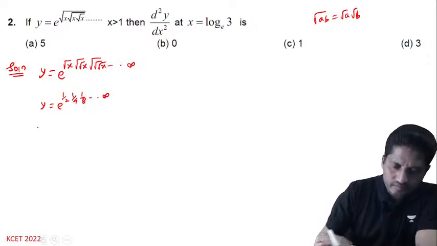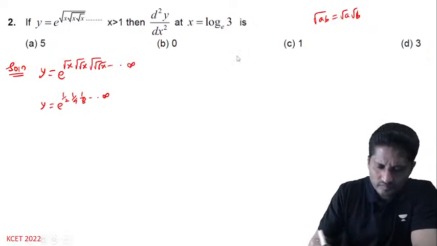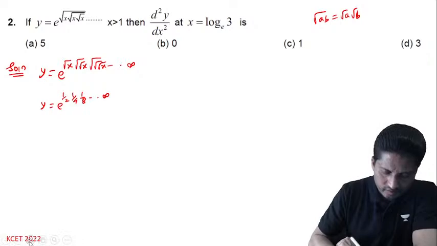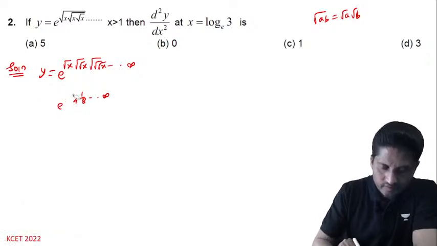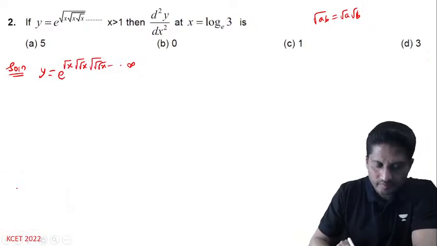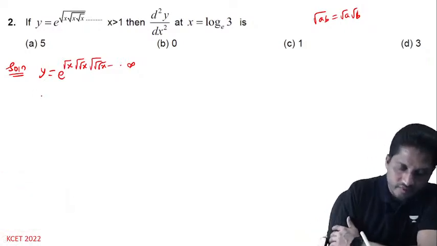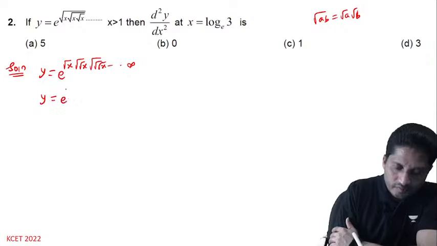So this is e power root x, e power root x. Just a sec. E power m into n, right? So this is y is equal to e to the power of half.